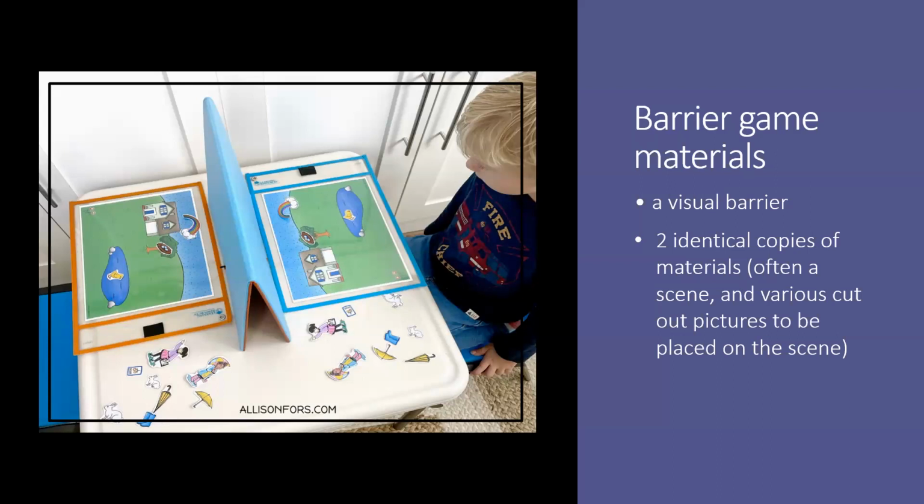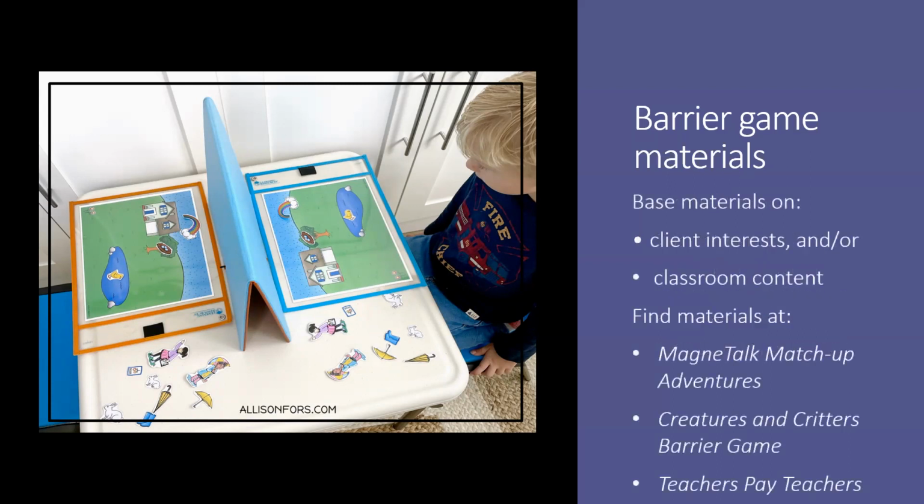The materials for a barrier game include a visual barrier, which can be a large book or folder, and 2 identical copies of materials, often a scene and various cutout pictures to be placed on the scene. Materials can be selected based on the client's interests and/or based on academic content that the client's learning in the classroom. As is the case for designing any therapeutic activity, it helps to know what the client's interested in and what they're learning in the classroom.